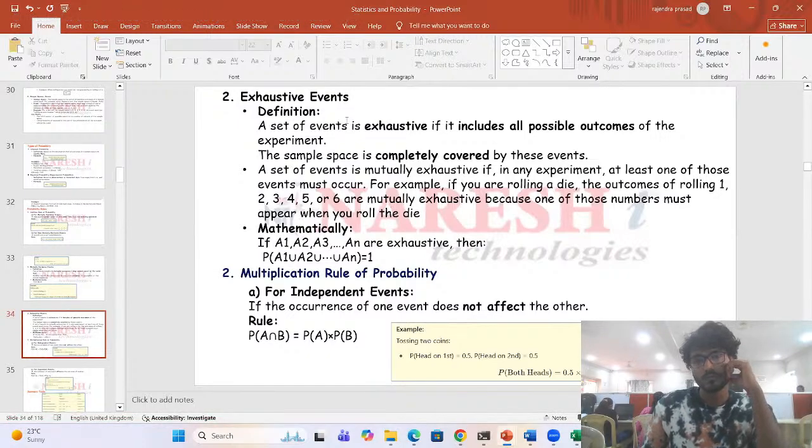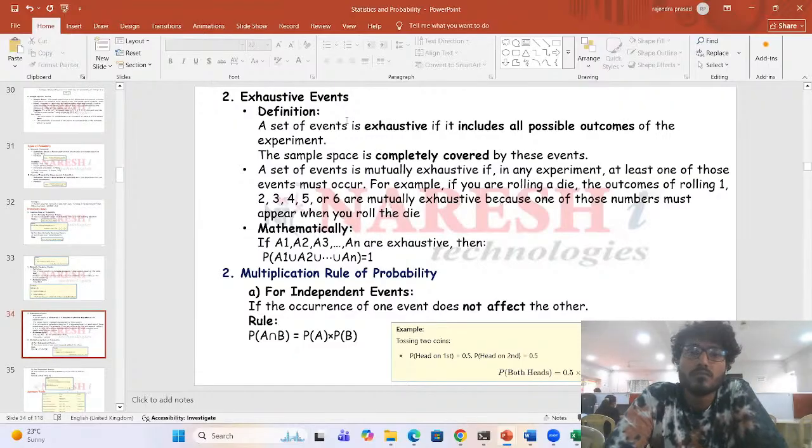So when you say the events are exhaustive events, it means a set of events is exhaustive if it includes all the possible outcomes of a random experiment. Which means whenever you conduct an experiment, you have a sample space. Each and every element in the sample space has a chance to occur as an outcome. Then the events are known as exhaustive events.